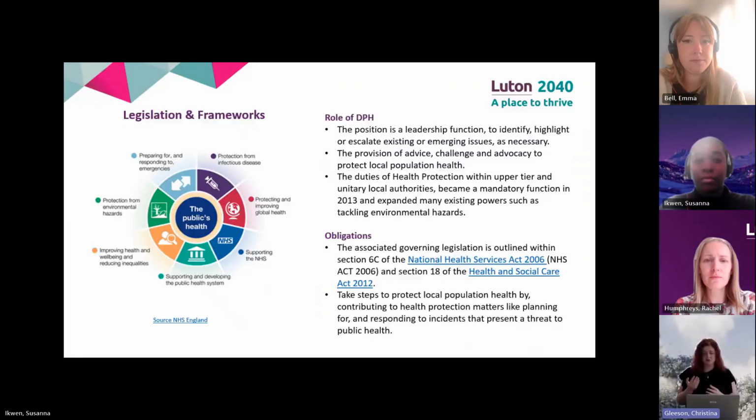As I said, it's a statutory role. So the legislation that underpins that would be your Health Services Act 2006, and we also have our Health and Social Care Act 2012. And the Director of Public Health needs to take steps to protect local population health by contributing to health protection matters like planning, responding to incidents and threats to public health.